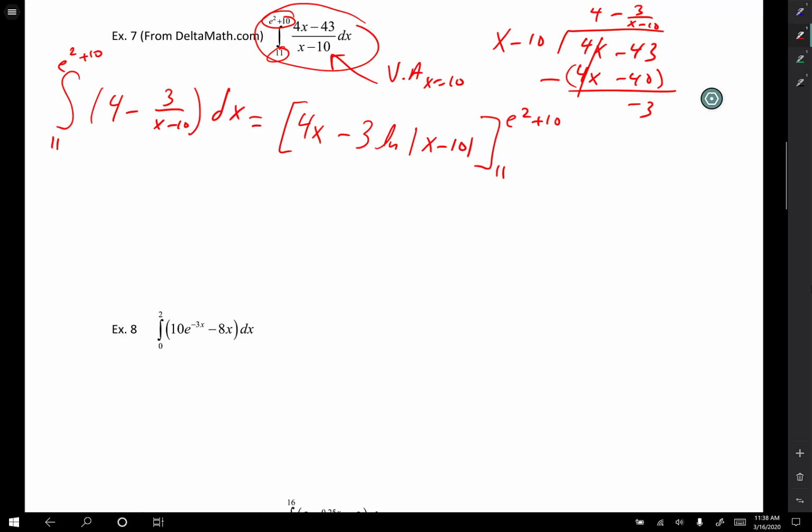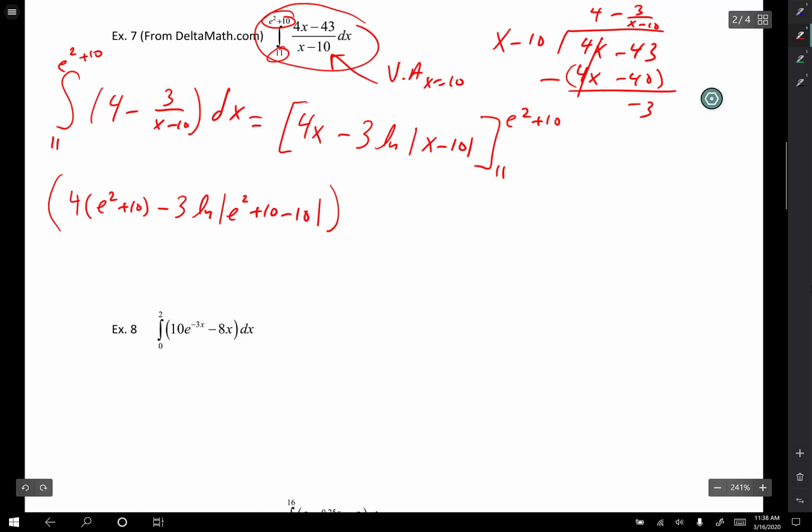I'm going to go ahead and do upper minus lower now. So big parenthesis, 4 times e squared plus 10, close it, minus 3 ln, and then open absolute value, e squared plus 10 minus 10, so I can already see the 10s are going to cancel there. Close absolute value, close that giant parenthesis. So here's that first parenthesis there, guys. And then minus, now I'm doing the lower. So let's see, 11. 4 times 11 is 44, minus 3 ln, 11 minus 10.